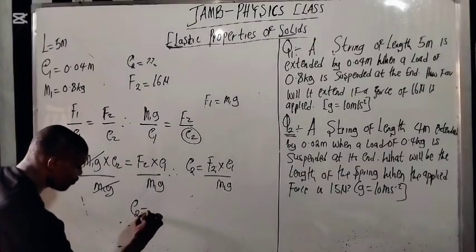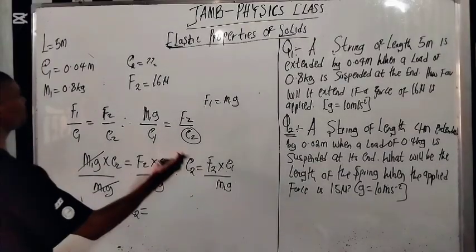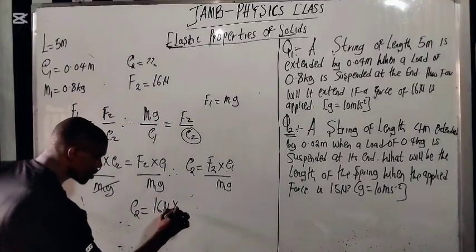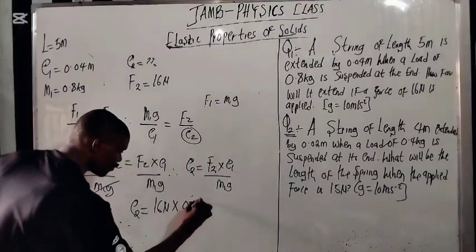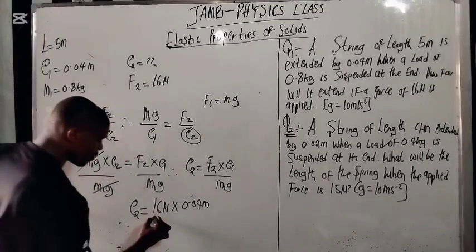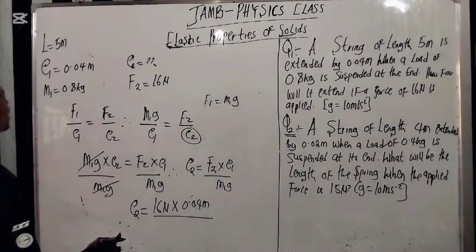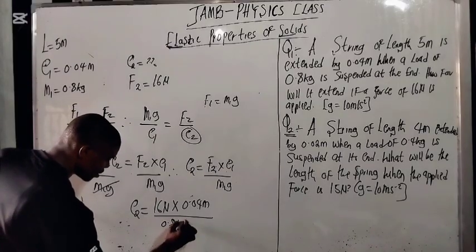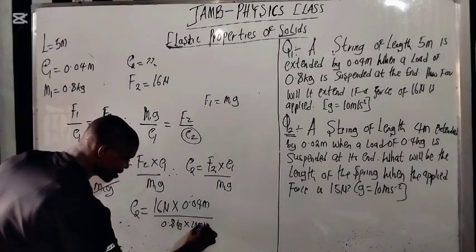Input your values given. My F2 is 16 newton times my E1. What is my E1? 0.04 meter, over my M1, which is 0.8 kg, times my G, which is 10 meter per second squared.